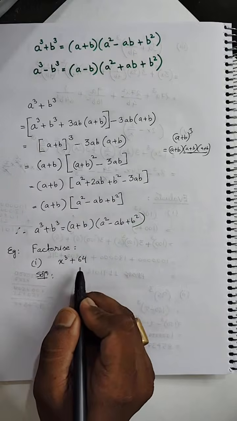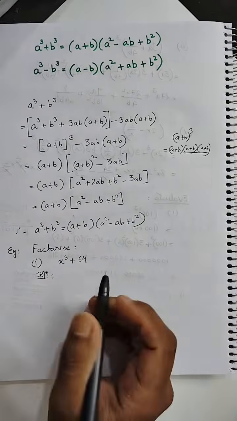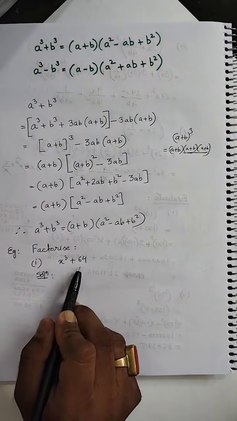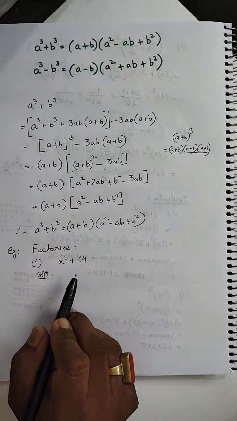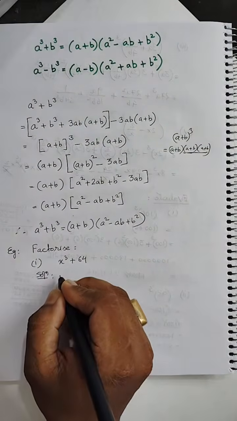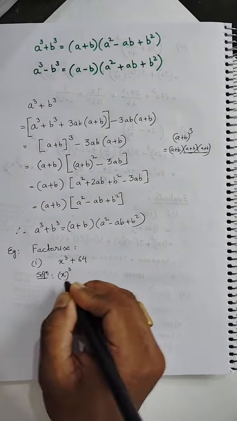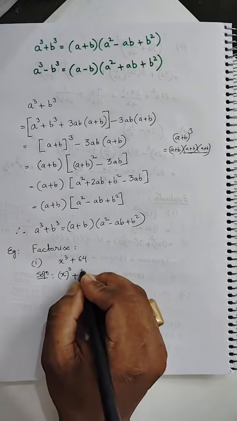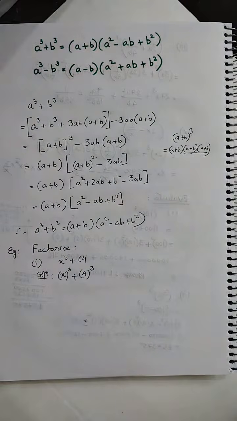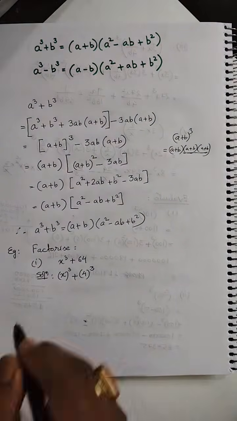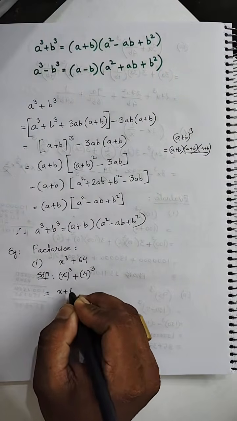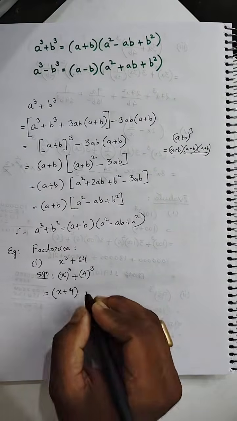Okay, so we have x cube and 64. In this type of questions we have to see whether we have a perfect cube or not. So 64 is a cube of 4, I mean 4 into 4 into 4 is 64. So we can rewrite this as x whole cube plus 4 whole cube. So this is exactly in the form of a cube plus b cube, is it? So we can write x plus 3, sorry, not x plus 3, x plus 4, okay?